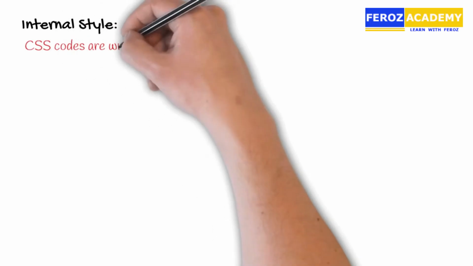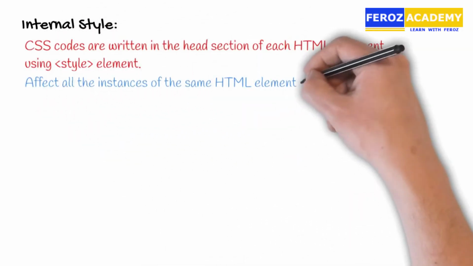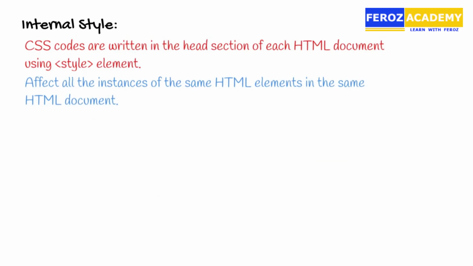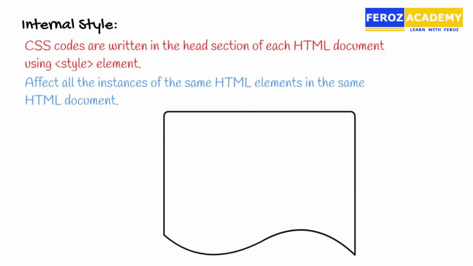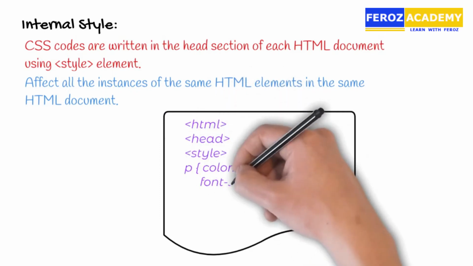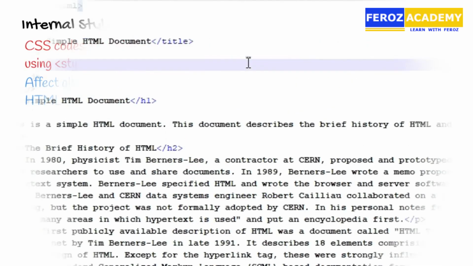For internal style, the whole list of CSS codes are written in a head section of each HTML file using HTML style element. The internal style affects all the instances of the same HTML elements used within the HTML page. Internal style might be appropriate for the situation where each page on the website has unique presentation design or style.